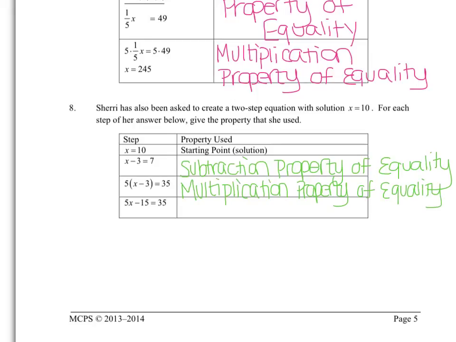Finally, she has 5x minus 15, which is 5 times x and 5 times negative 3. So her last step was she used the distributive property of equality to get her last answer.